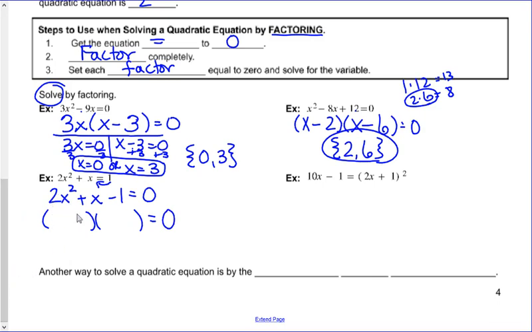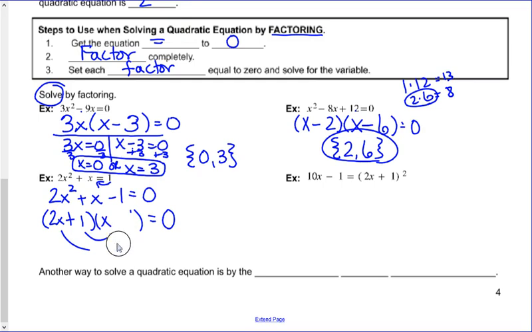So I'm going to go ahead and do my signs. Last sign is a minus, so they are different inside. I'm going to split up 2x squared, so the only factors of 2 are 2 and 1, so one has to be a 2x and the other one has to be just a 1x. And then the only factors of 1 are 1 and 1. The only question would be, do I have the right sign? So if I check my outside and my inside, this is a negative 2x and this is a positive 1, so I do not have the right sign.